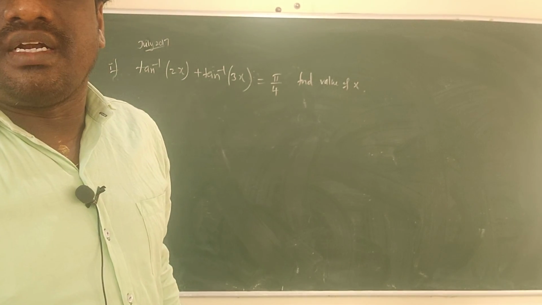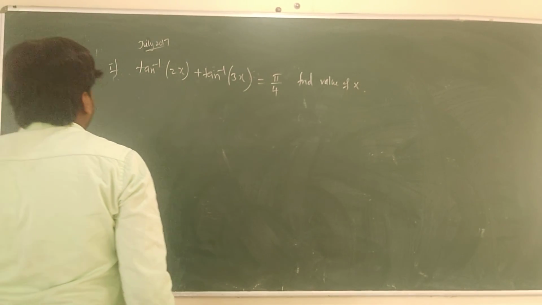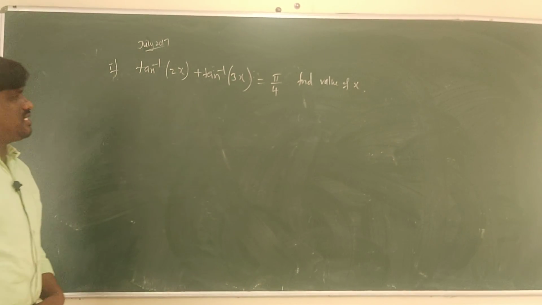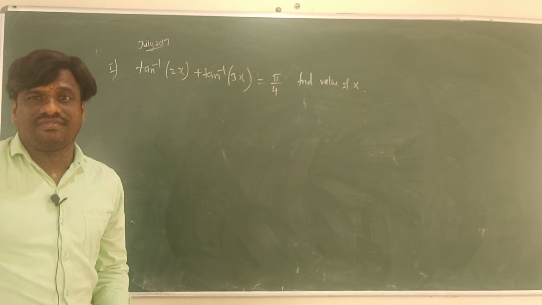July 2017 question, look here. Tan inverse 2x plus tan inverse 3x is equal to pi by 4. Find the value of x, they are asking.